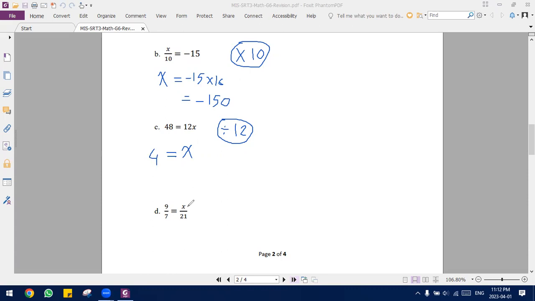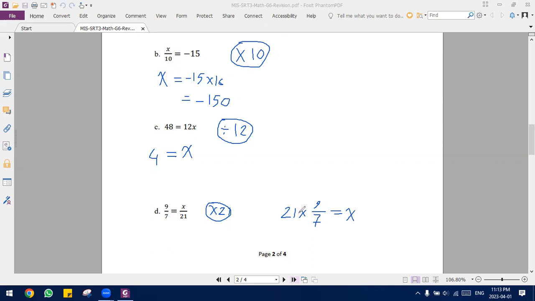Now for the last one, I have 9 over 7 equal to x over 21. X is divided by 21, so I multiply by 21. So I will have 21 times 9 over 7 equal to x. Now for this one, we have many methods to solve that. You can choose the easiest one for you. So first of all, I need to multiply a fraction by a real number. So we know, how do we multiply fractions?